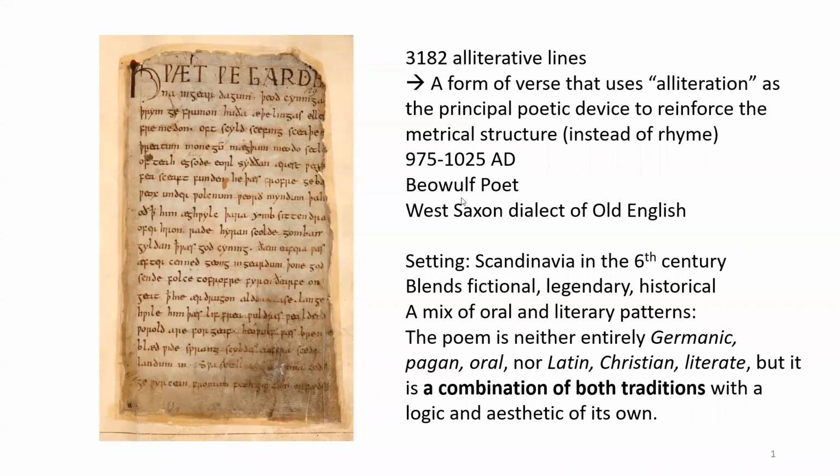Originally, it is a Scandinavian folk story about a hero with superhuman abilities, and it is believed to have been written down between 975 AD and 1025 AD by a monk, or perhaps two monks, in the West Saxon dialect of Old English. Today, the original manuscript, which was damaged by fire but is still readable, is protected in the British Museum. Setting in Scandinavia, the poem blends fictional, legendary, and historical.